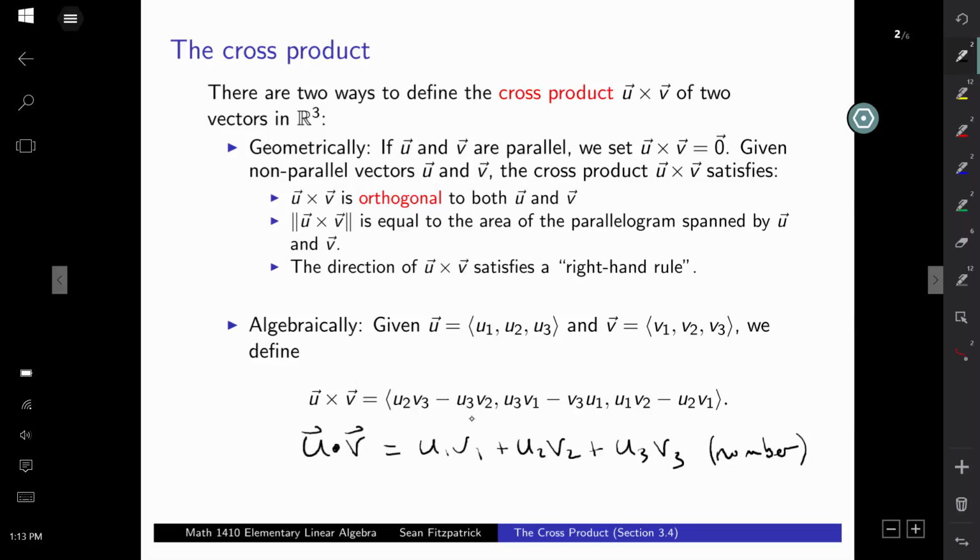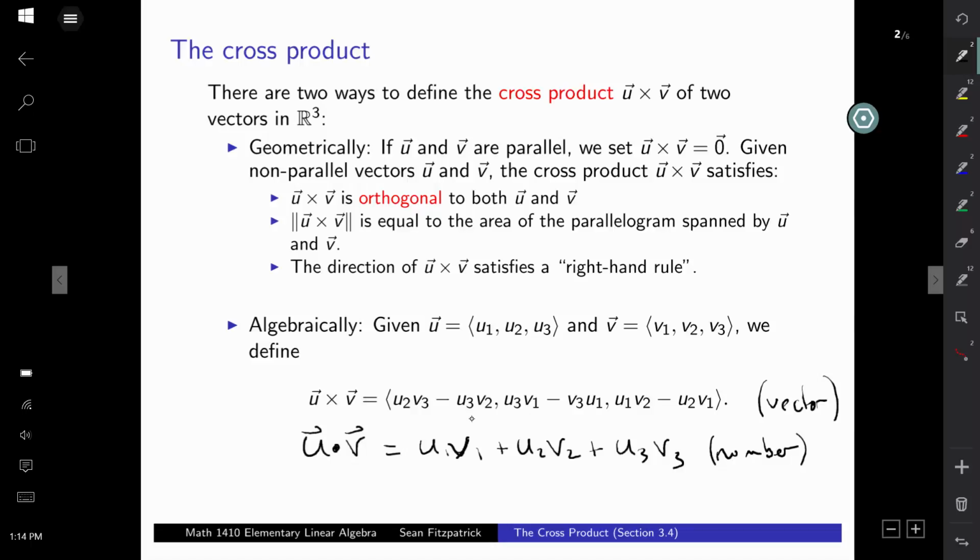The cross product, on the other hand, is a vector. So it's important to keep track of the fact that one of these is a number, one of them is a vector. Notice that in the dot product we're multiplying the corresponding components, but we don't take those as components of a new vector. We add them up to get a number. It could give us a new vector, but that vector is not interesting.